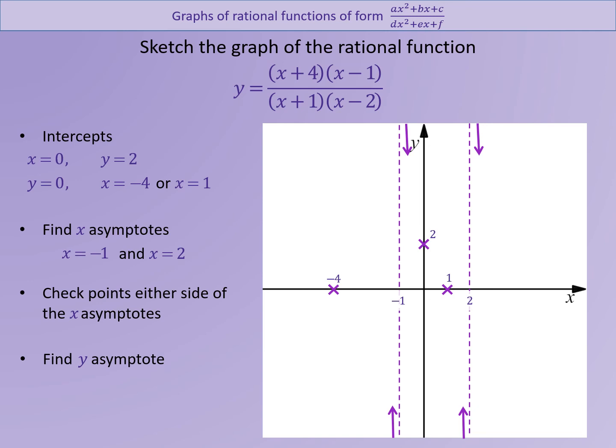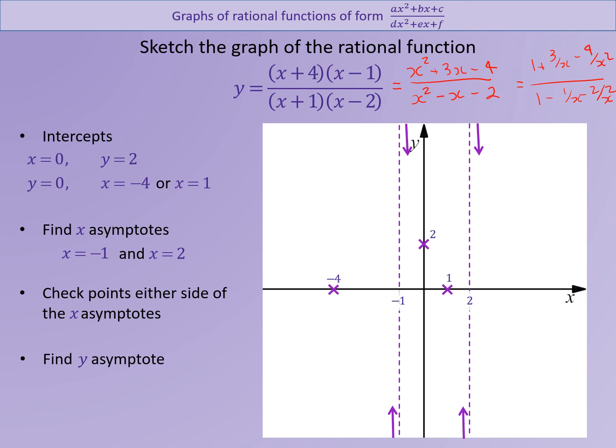So if we multiply out the functions at the top, that would be x squared plus 3x minus 4 all over x squared minus x minus 2. And if we divide all of those terms by x squared, that would leave us with 1, 3 over x, minus 4 over x squared, and 1, minus 1 over x, and minus 2 over x squared.